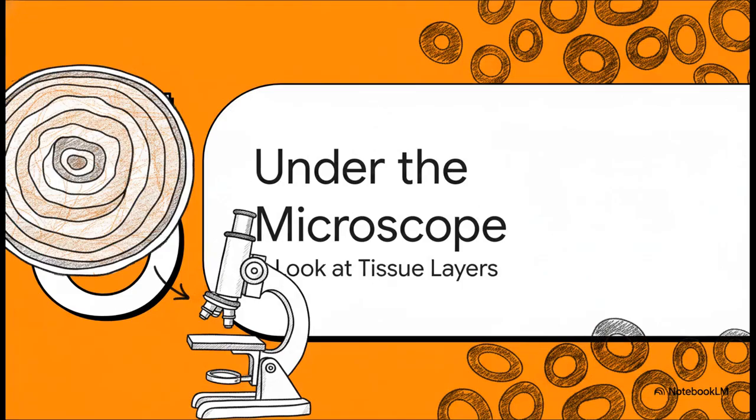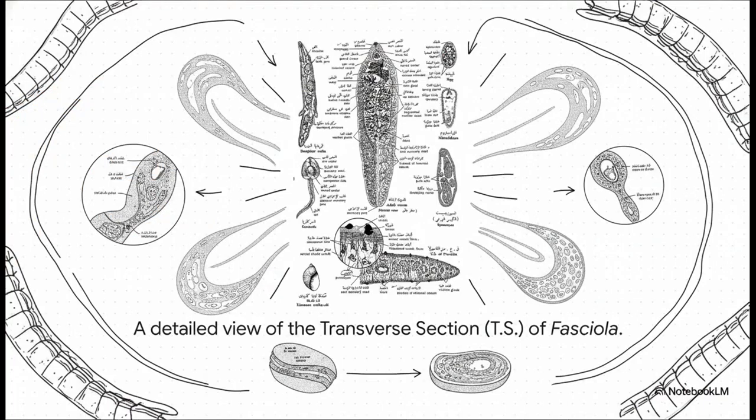Okay, now let's imagine we're putting this worm under a microscope and zooming way, way in. We're going to look at a diagram of a transverse section, which we often abbreviate as TS. This is like taking a very thin slice of the worm so we can see all the different layers of its body wall. And this is what we see.